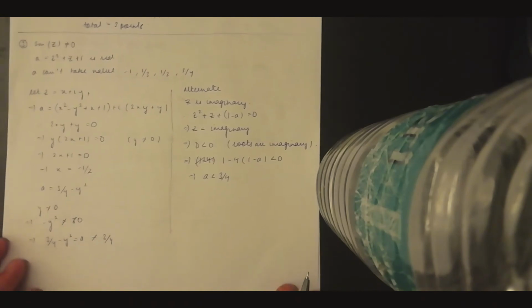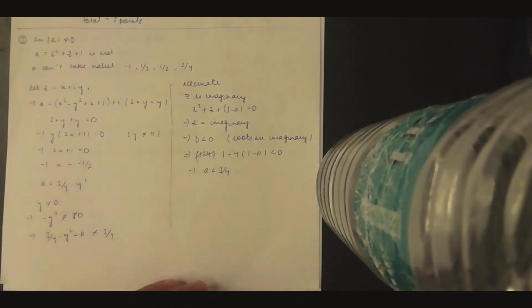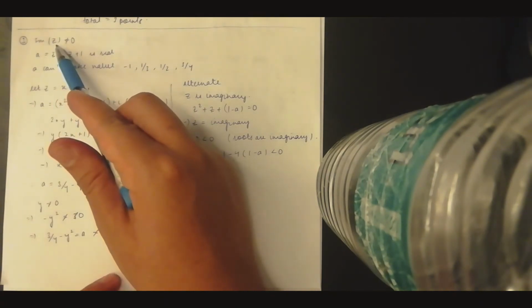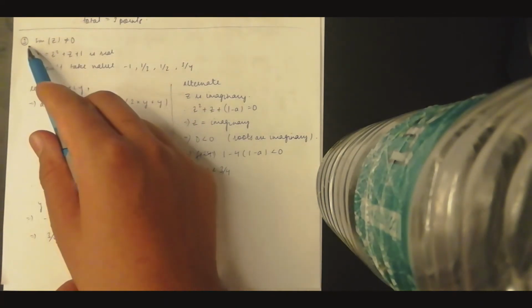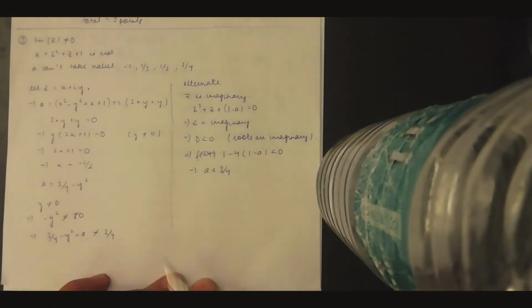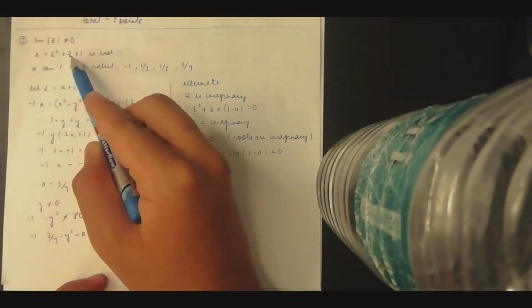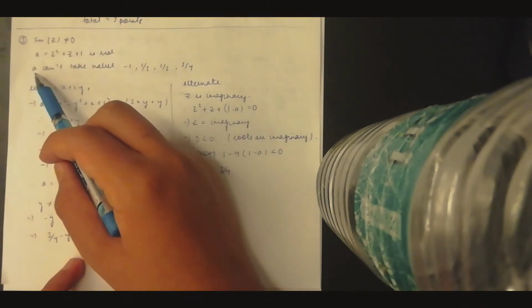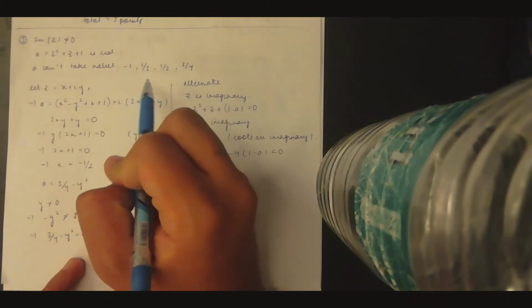Now we'll go on to the third question. Okay, so in the third question, it is given that there's a complex number Z whose imaginary part is not equal to 0, is non-zero, so it's basically always imaginary, right? Then we're given that a equals z square plus z plus 1, and a is real, right? So we have to tell which value a cannot take, right?